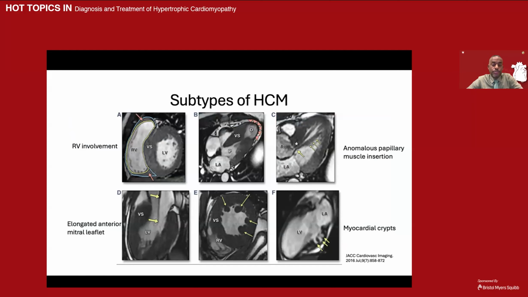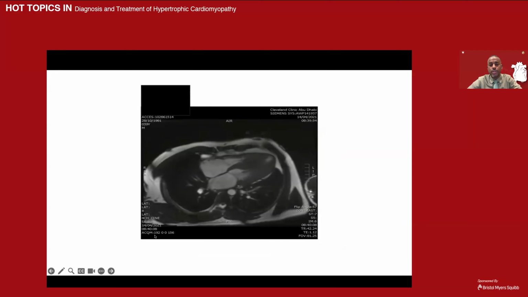There are non-LVOT obstruction subtypes. So you can have the RV being involved. You can have apical hypertrophic cardiomyopathy with an apical aneurysm over here. You frequently have abnormalities in the papillary muscles in their insertion or in their numbers in hypertrophic cardiomyopathy. This is a very often missed on echo entity, which is the deep myocardial crypts that are pathognomonic of hypertrophic cardiomyopathy. And then, like I said, there's abnormalities of the mitral valve apparatus, including elongated anterior mitral leaflets.